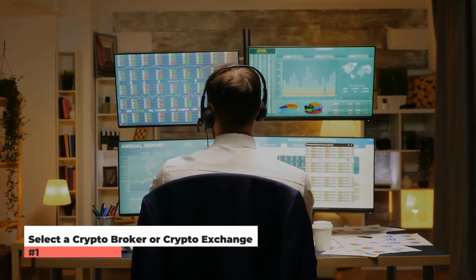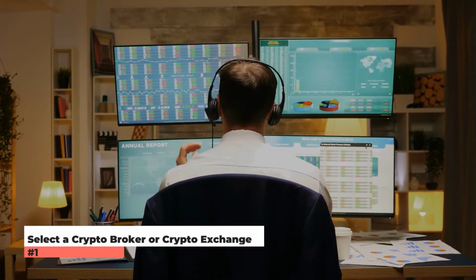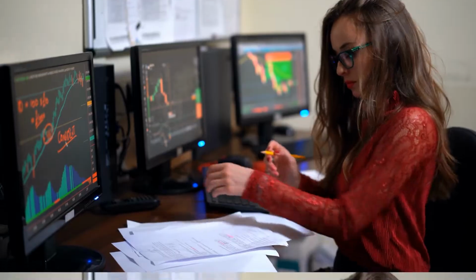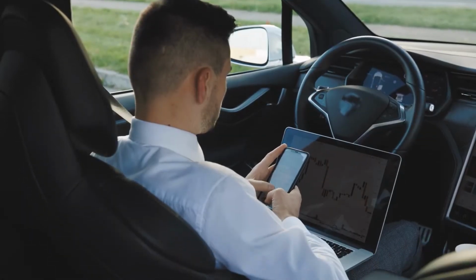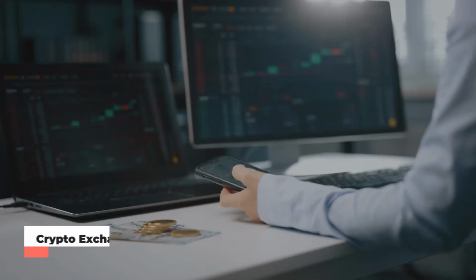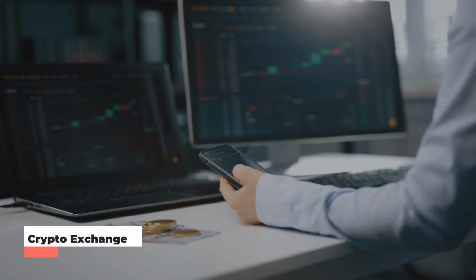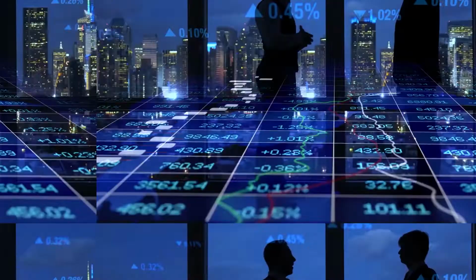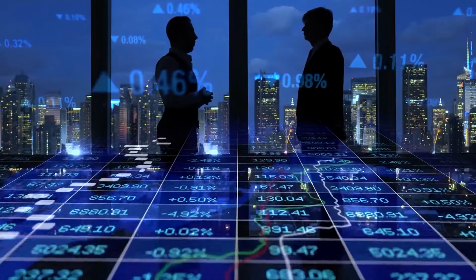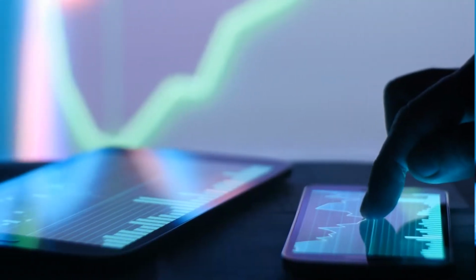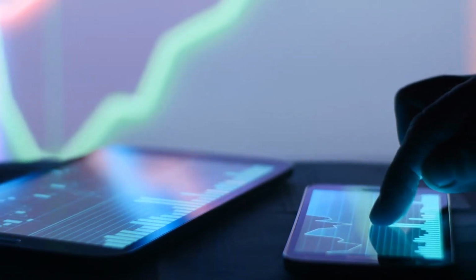The first step is to select a crypto broker or cryptocurrency exchange. While both allow you to buy crypto, as brokers and crypto exchanges are basically interchangeable, there are a few key differences to be aware of. Remember that a cryptocurrency exchange is a platform where buyers and sellers come together to trade cryptocurrencies. Exchanges frequently have low fees, but they also have more complex interfaces with multiple trade types and advanced performance charts, which can be intimidating for new crypto investors.